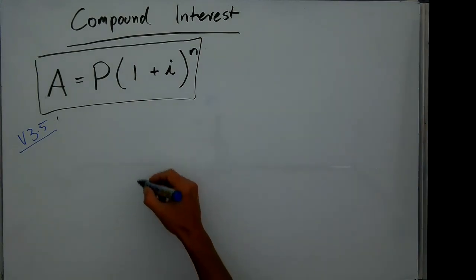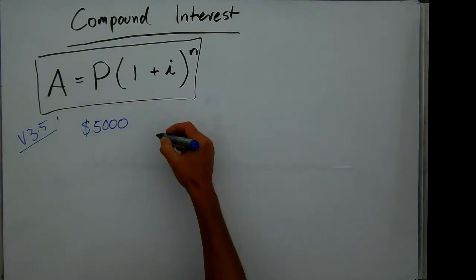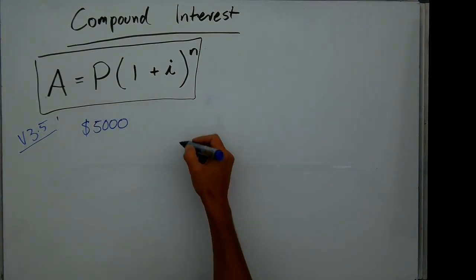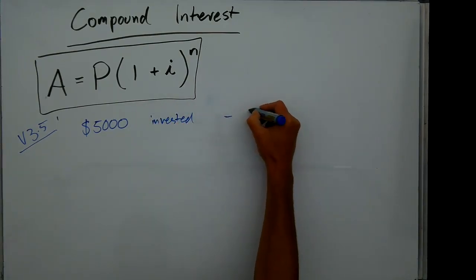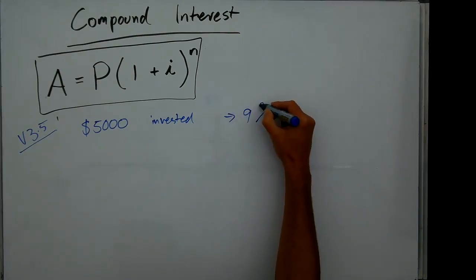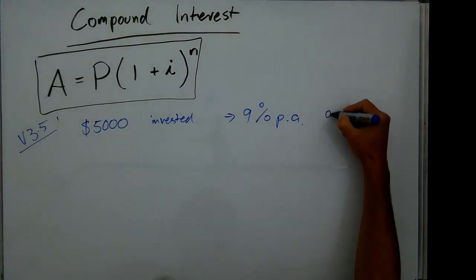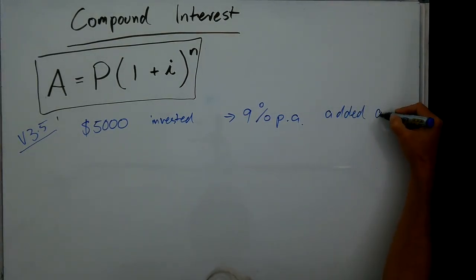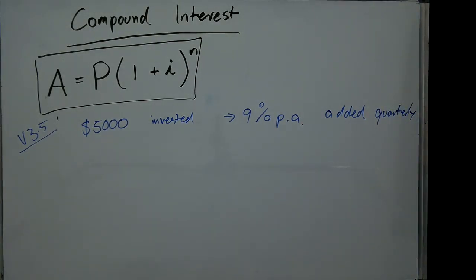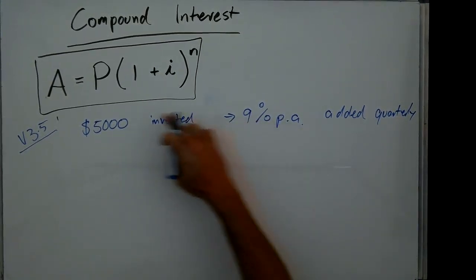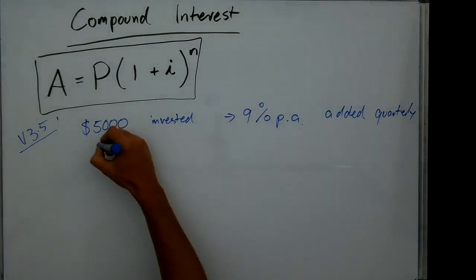Okay, so this first question: $5,000 is invested into an account which earns 9% per annum, that means per year, and it's added quarterly. There's extra information in these questions that we need to work out what numbers we're plugging in. How much is in the account after 8 years?